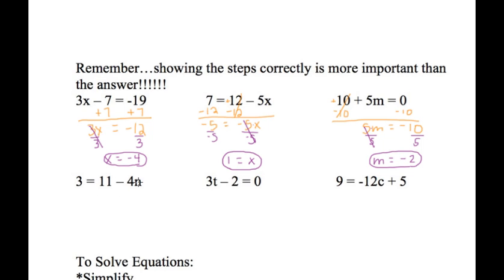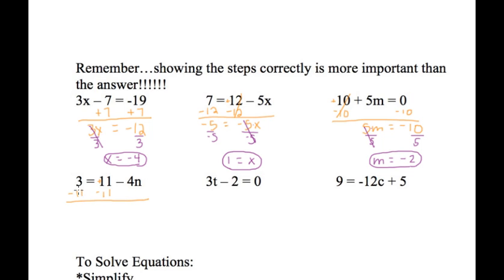Start on the side with the variable. Undo what's been done to the variable. I'll get rid of that timesing last. First I have to get rid of this positive 11. Remember, the negative goes with the 4n. It's part of that term. So this is a positive 11, so I'll subtract it from both sides.